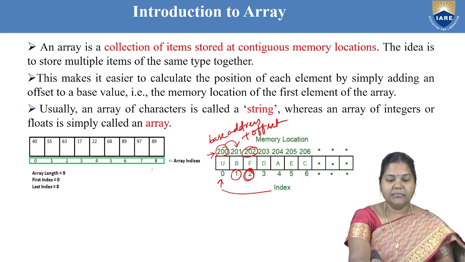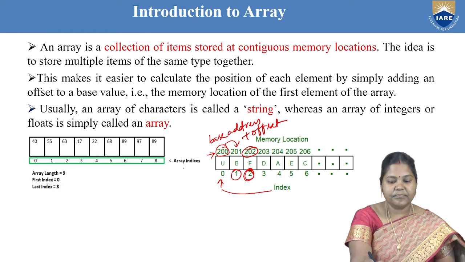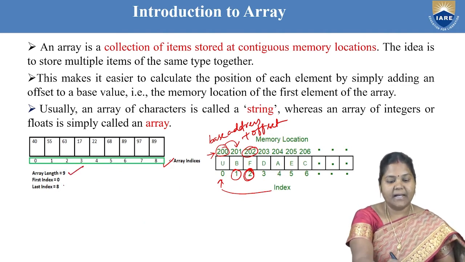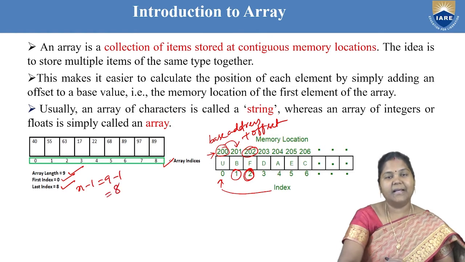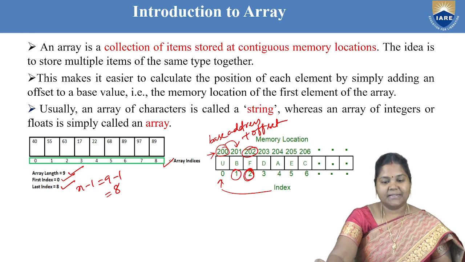Now, similarly, if you see this integer array, which is a group of integers, these are the array indices, and array indexes start from 0. The length of the array is 9 elements, and the first index starts with 0. So, the last index is always n minus 1. That's why 9 minus 1 is 8. So, this is the introduction to arrays.